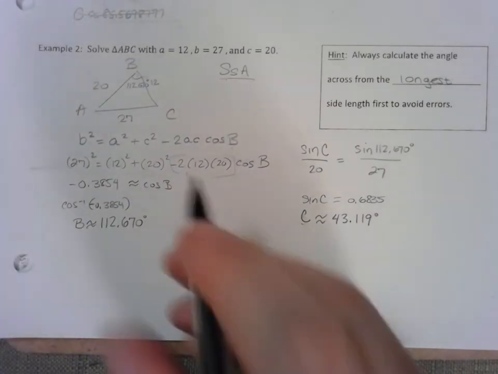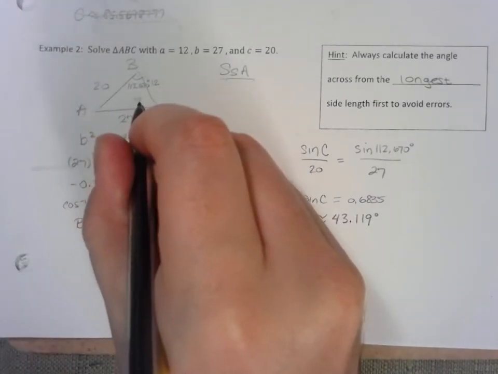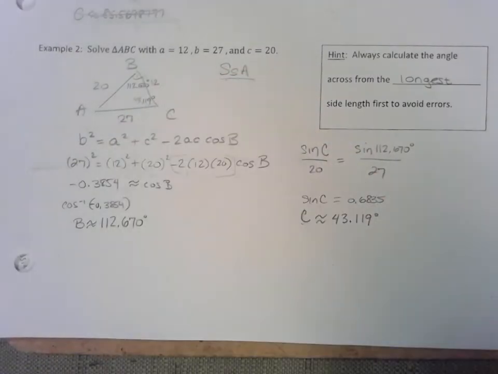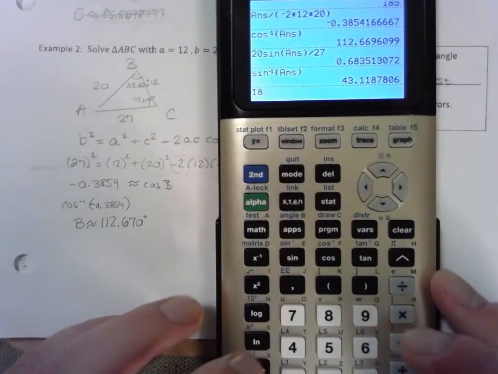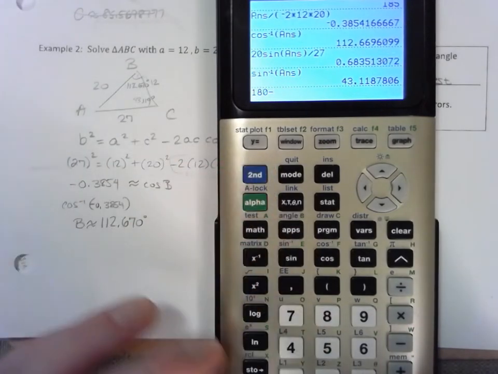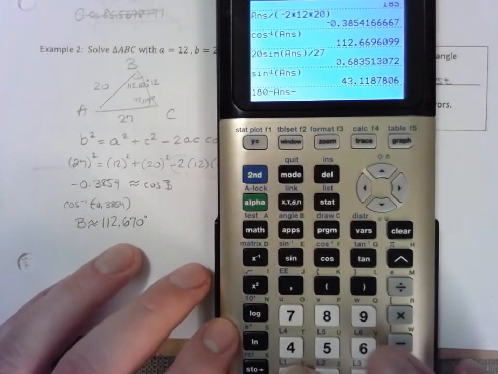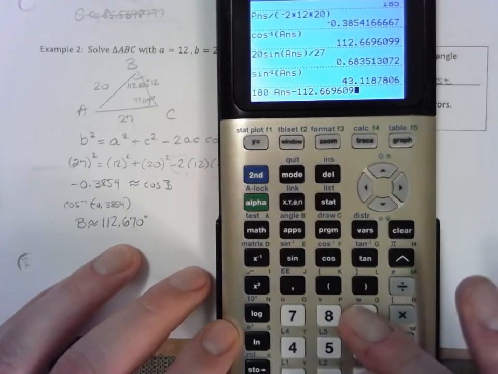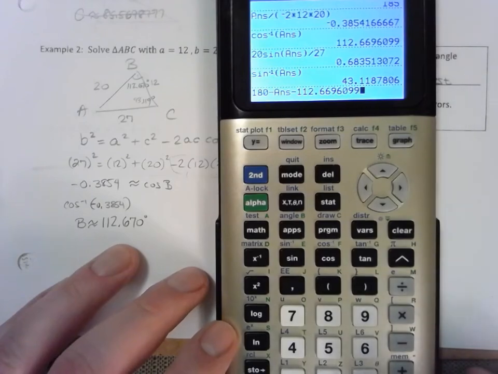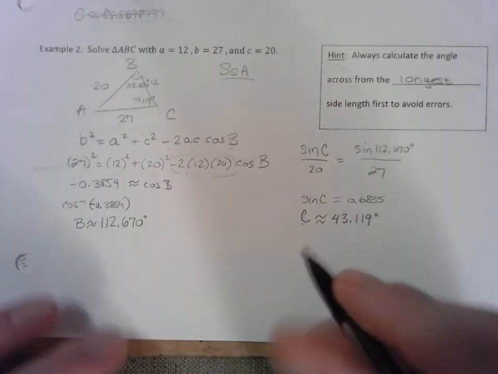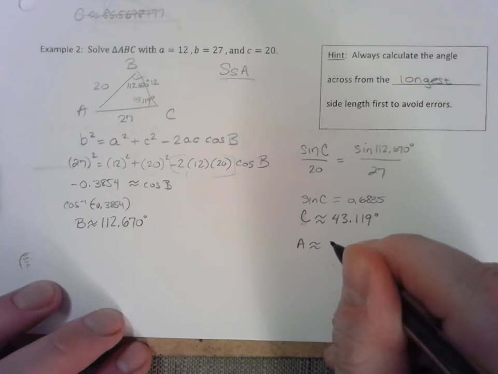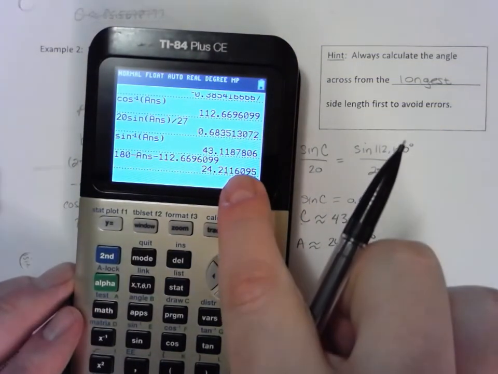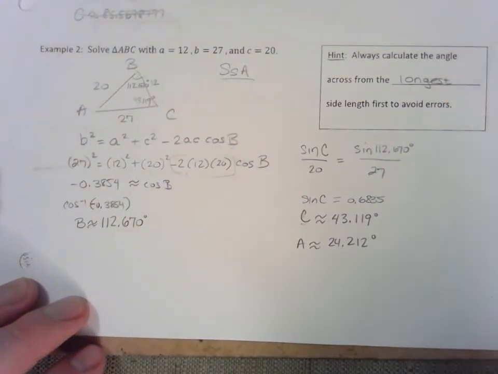So now what? Now I know two of the three angles. Guess what I'm going to do? Triangles always have 180 degrees inside their three angles. So I'm going to do 180 minus this answer, and minus 112.6696099 because that input was right there. Hit enter. And my last available angle is approximately 24.212 degrees. So this solves the triangle.